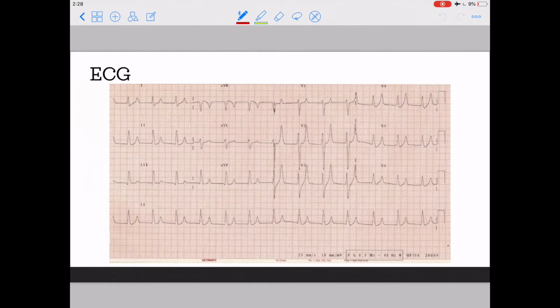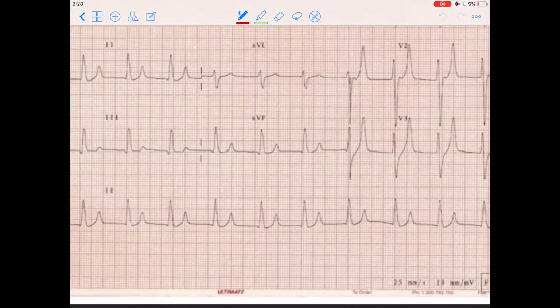Okay, the first step is to determine the rate, and there are two different methods depending on whether the rhythm is regular or irregular. So let's look at the rhythm. Zooming in here, we're going to identify the QRS complexes first. And now let's look at the distance between the QRS complexes. Here, there seems to be a distance of about 4 big boxes. So 1, 2, 3, 4. It's similar here as well. 1, 2, 3, 4. And that's the same case throughout the entire ECG strip. So the rhythm is regular.